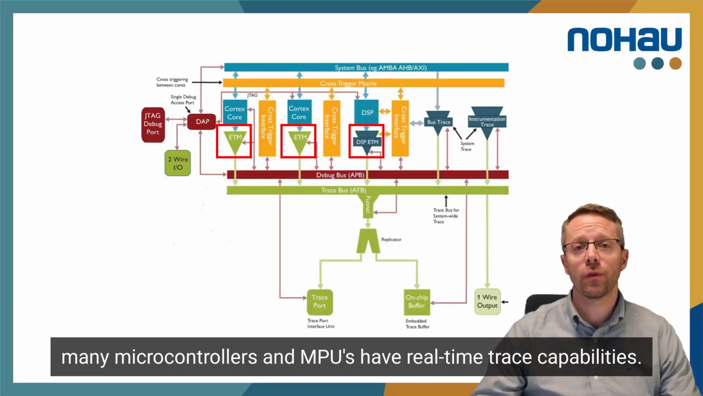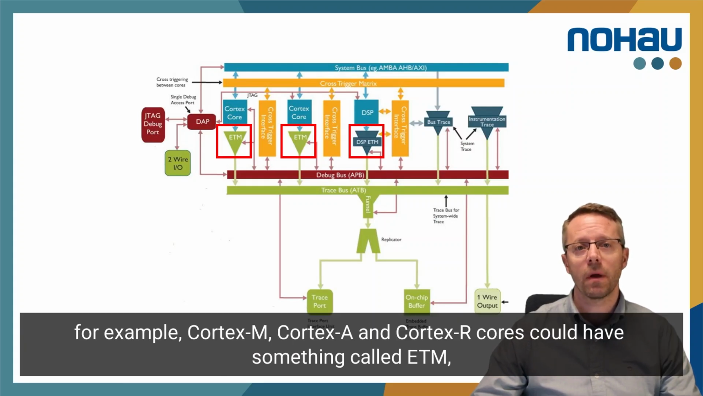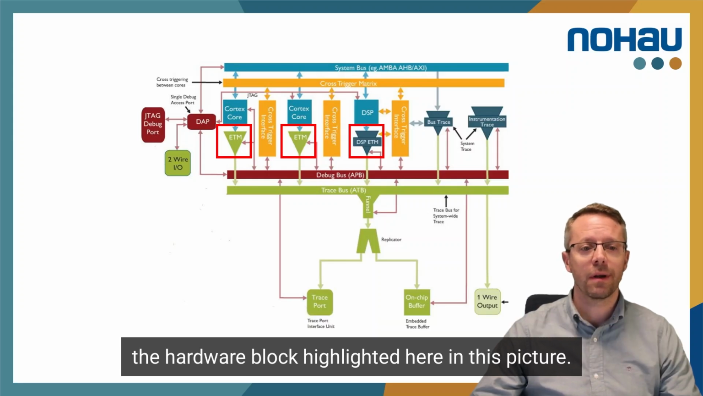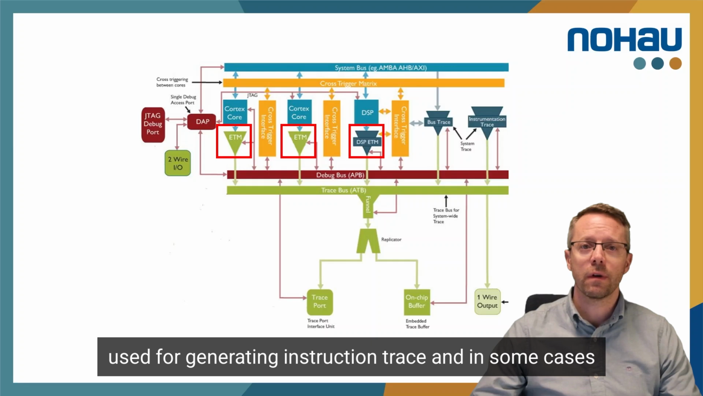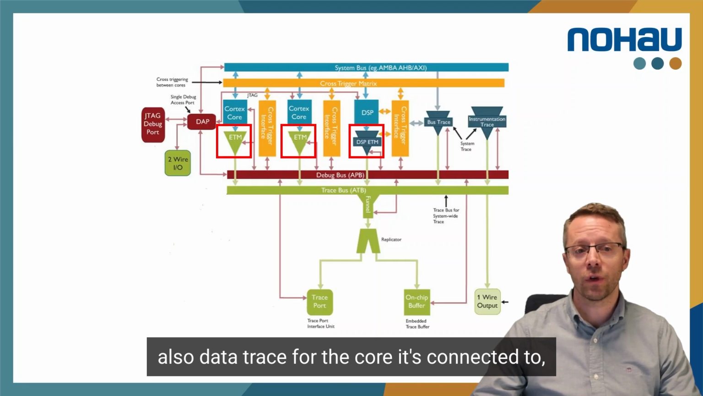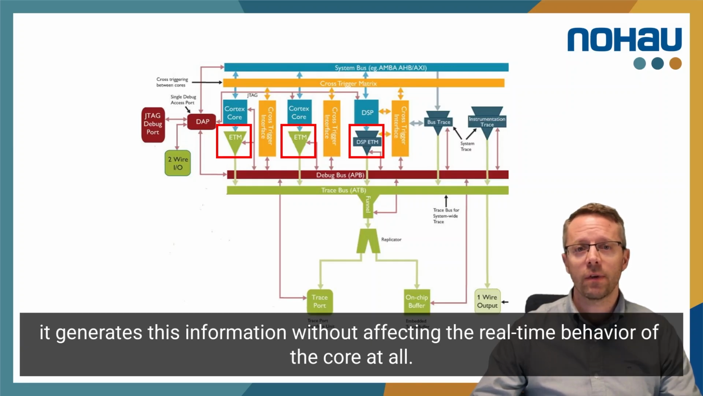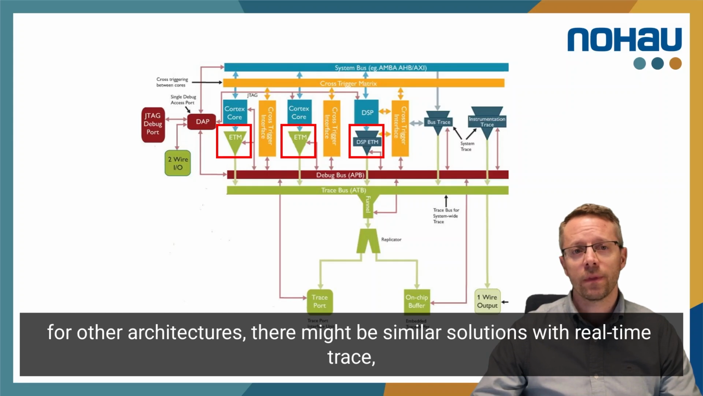Many microcontrollers and MPUs have real-time trace capabilities. For example, Cortex-M, A, and R cores could have something called ETM, the hardware block highlighted here in this picture. ETM stands for Embedded Trace Macrocell, and it's used for generating instruction trace and in some cases also data trace for the core it's connected to. It generates this information without affecting the real-time behavior of the core at all. For other architectures, there might be similar solutions with real-time trace.